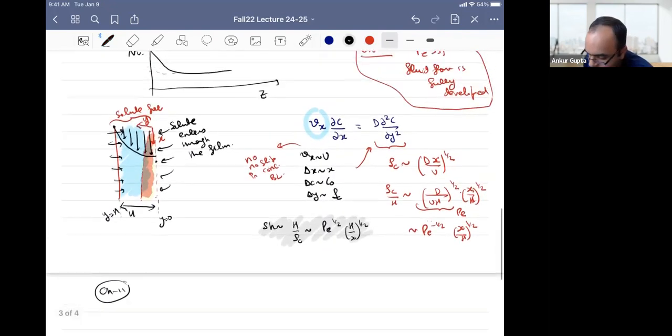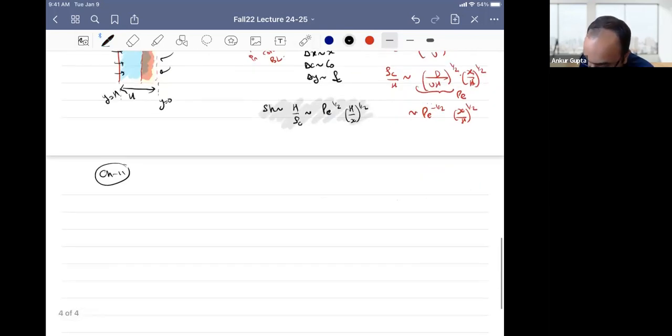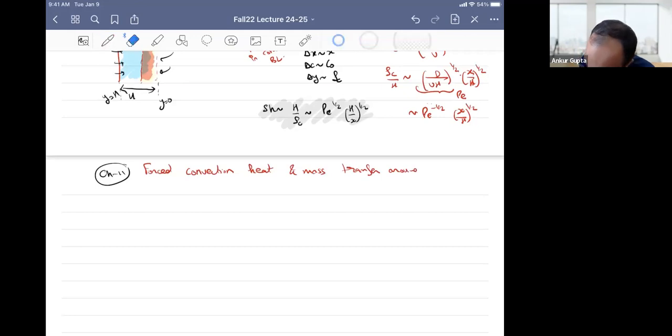forced convection, heat, and mass transfer around objects. Okay. Unconfined flows. So forced convection, heat, and mass transfer in unconfined flow. Okay. Unconfined flows.